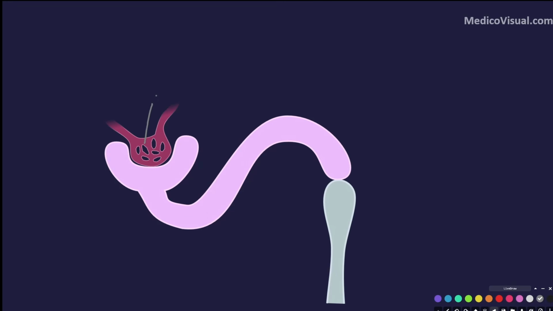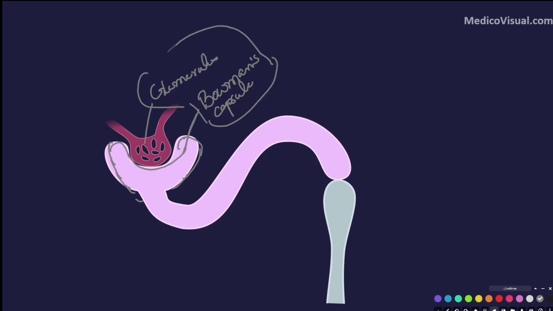One is that glomerulus, this tuft of capillaries called glomerulus, and the other one is this cup-like structure, which is the initial part of nephron. This cup-like initial part of nephron is called Bowman's capsule. So both of these structures as a whole are termed as renal corpuscle.